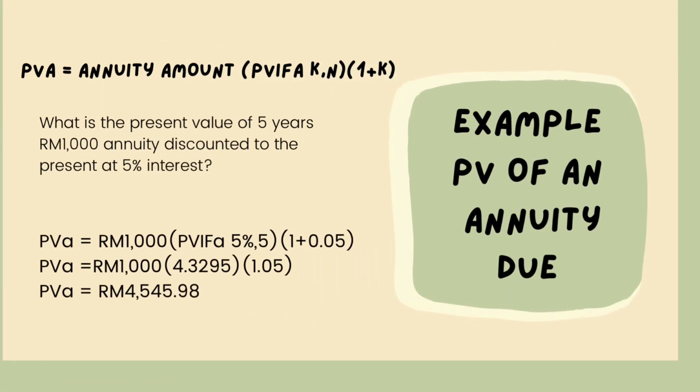3,546 ringgit. The question states: what is the present value of a 5-year RM1000 annuity discounted to the present at 5% interest? So the annuity amount is 1,000, k will be 5%, and n would be 5 years. And then we have to multiply with 1 plus 0.05 for the interest rate. So the answer would be RM4,545.98.